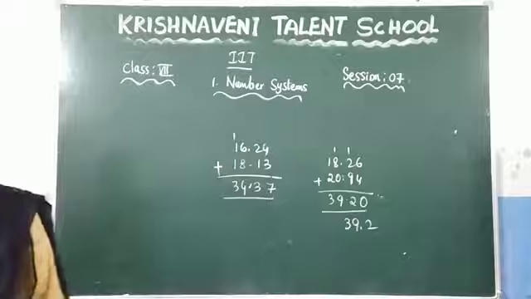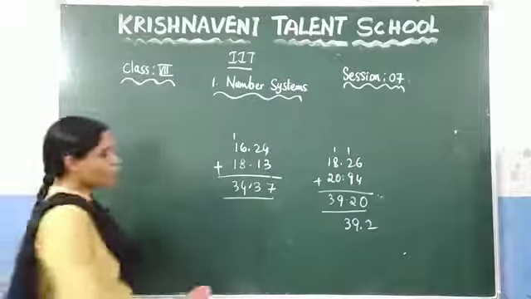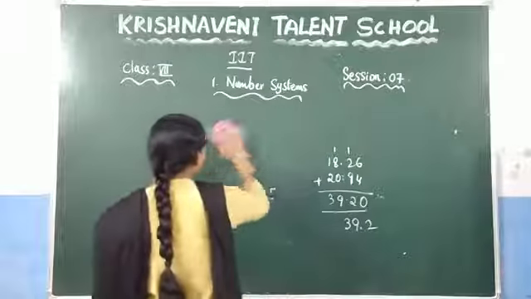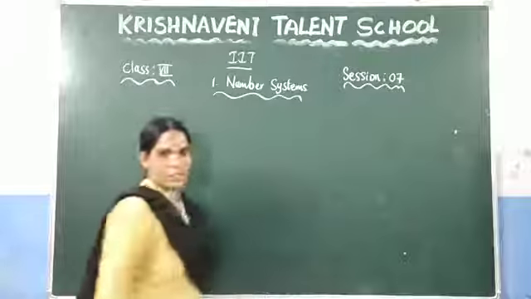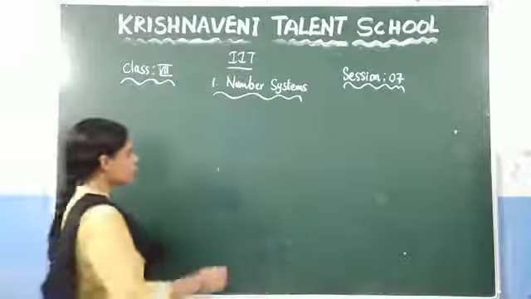Now see here how to subtract two decimal numbers. Same process you need to follow. Just you need to subtract here. Let us take one more example to do that one.